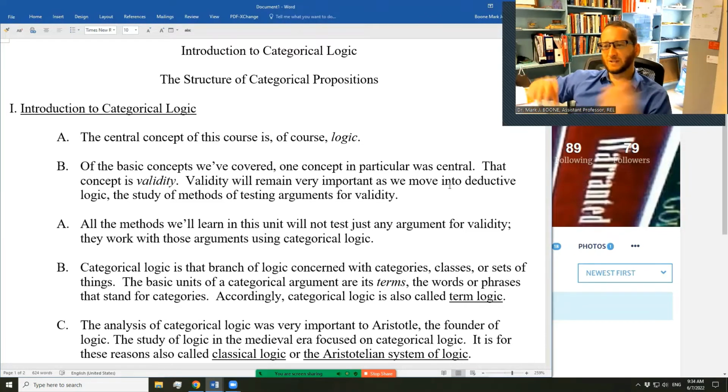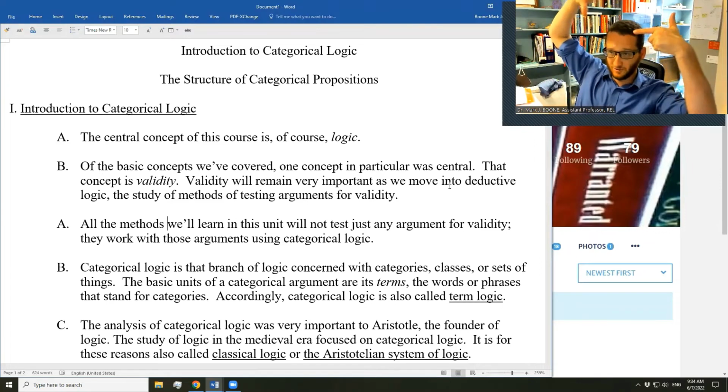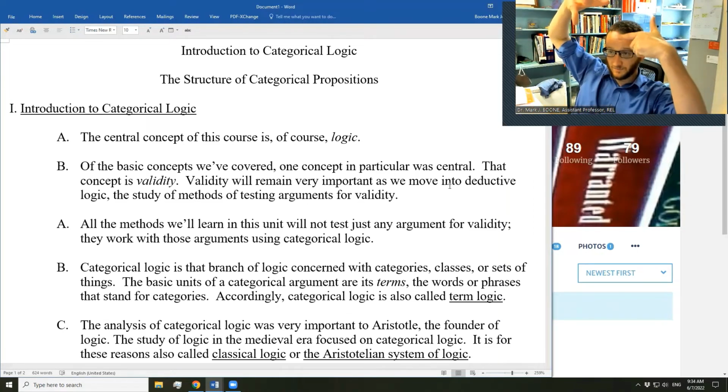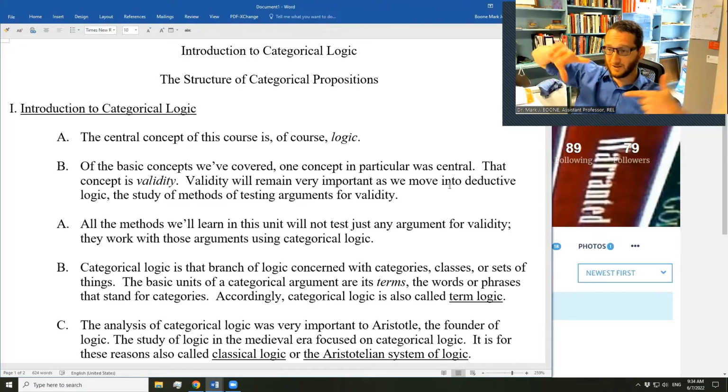Well, here's another tiny piece of review. So far, we had our intro unit. Now we're doing our categorical logic unit. Next is going to be the statement logic unit, and then the inductive logic unit. You could think of it this way: introductory unit, deductive logic, and then inductive logic.